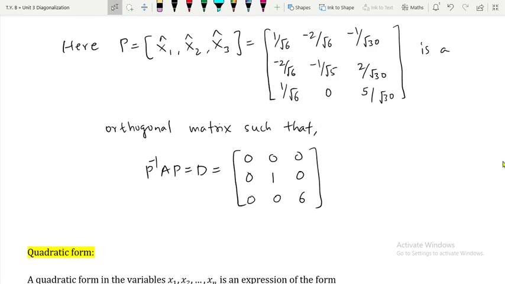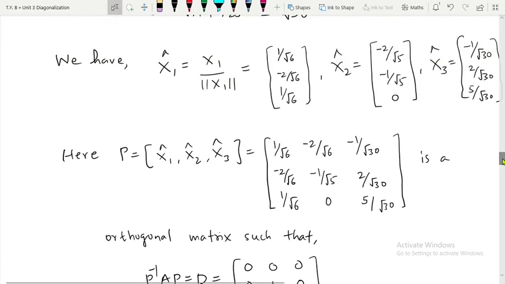Oh, I have made some mistake over here. It should be minus 2 upon root 5. Yeah. Now looks great.